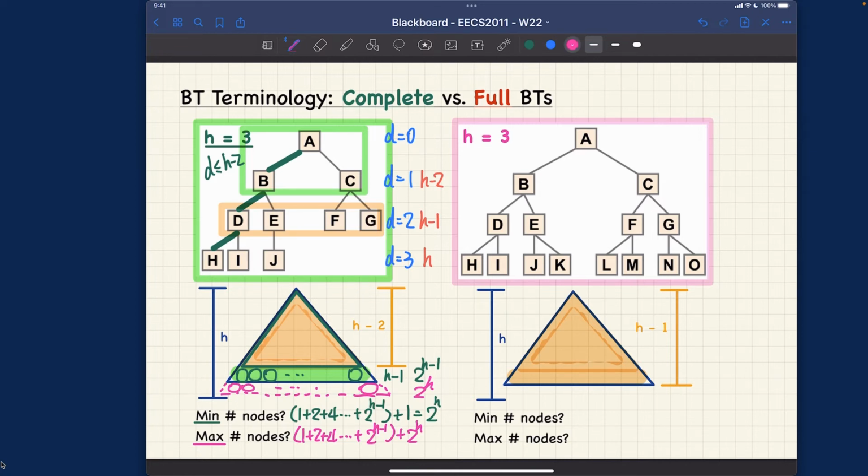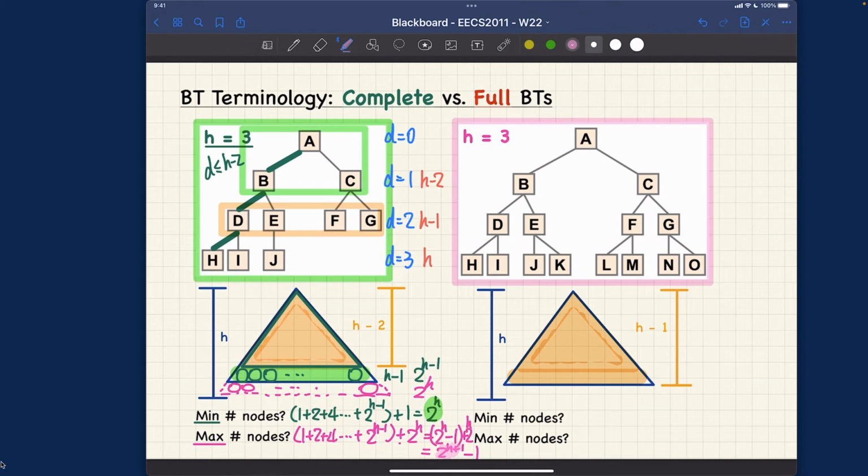And then what about this one over here? For this part, it's going to be just the same as this one over here. It's going to be 2 to the power of h minus 1, and then plus 2 to the h. So what would that be? It's going to be 2 to the h, 2 to the h, 2 times 2 to the h, which will be 2 to the h plus 1, and then minus 1. So these are the minimum and maximum. This is the minimum, and this is the maximum.